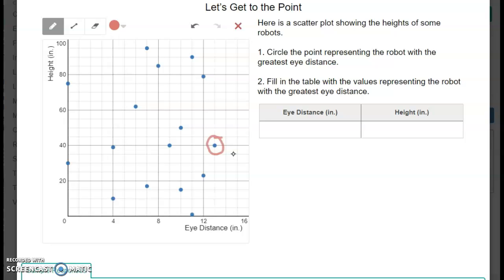Fill in the table with the values representing the robot with the greatest eye distance. So what is the eye distance here? It's this point. This will be 8, 9, 10, 11, 12, 13. So the eye distance will be 13. And the height, what is the height? To find the height, I need to go to the y-axis, and that will be 40 inches. So the robot with the greatest eye distance was the one with 13 inches, and the height was 40 inches for that.